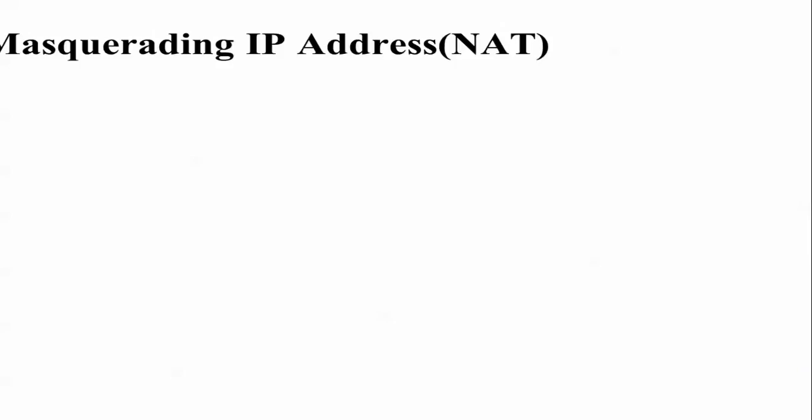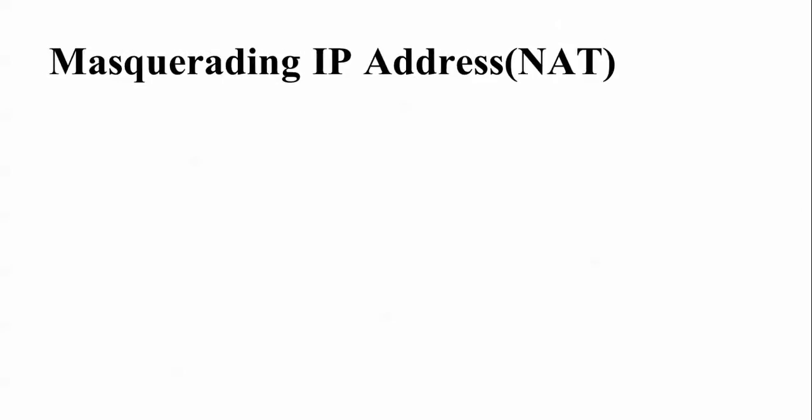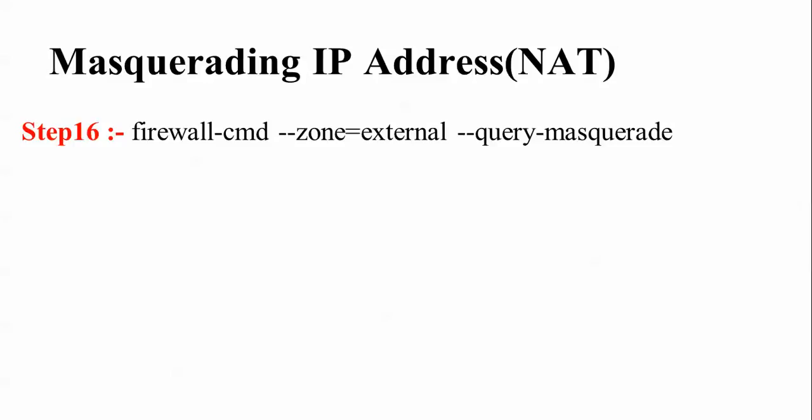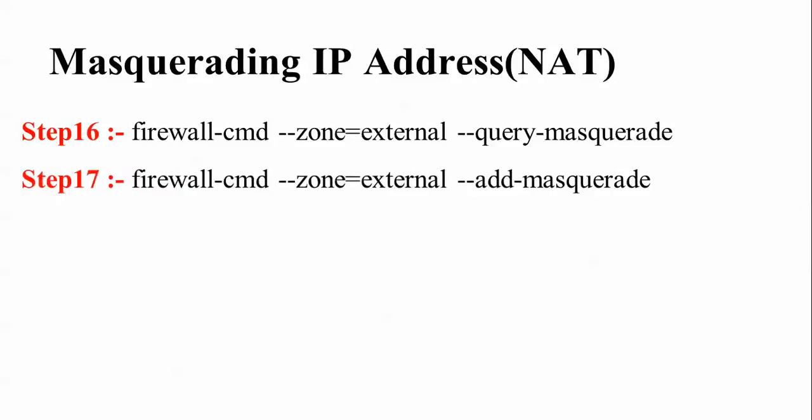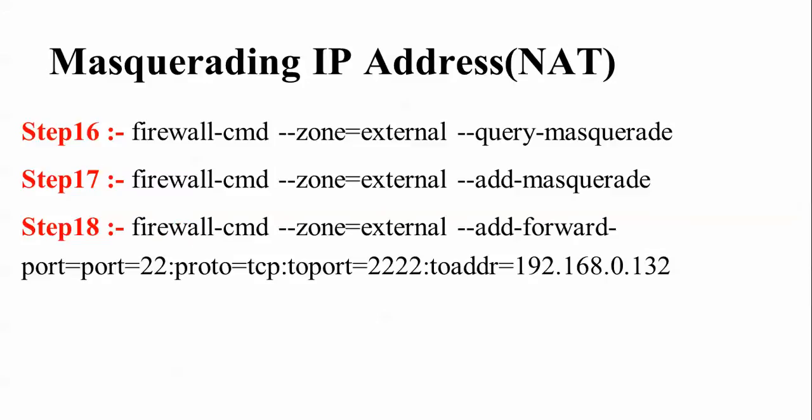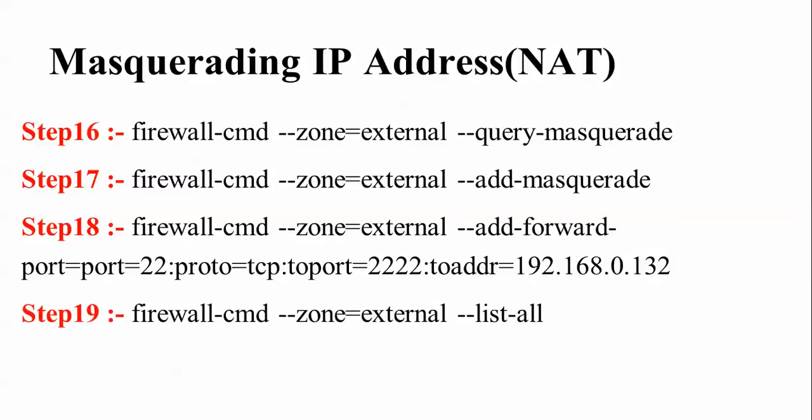Now masquerading IP address, that is NAT, network address translation. For the external zone, masquerade is being added. I'm going to query it, then add it. Then we'll check forward zone with adding port number and IP address also. After that, we'll check whether the list has been added or not.